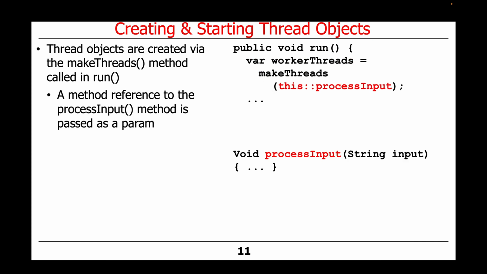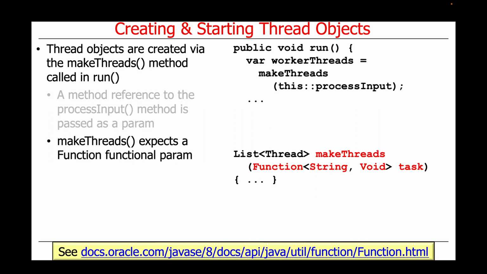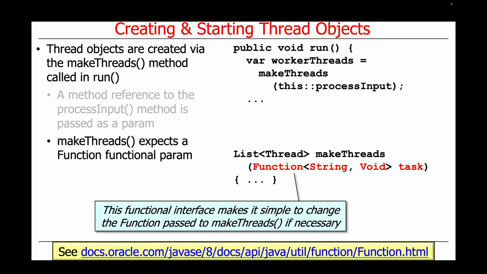A method reference to the process input method is passed as a parameter to makeThreads. This method searches for barred phrases in a single work of William Shakespeare. We'll examine the process input method implementation shortly. The makeThreads factory method expects a functional parameter. The use of this functional interface as a parameter makes it simple to change the function passed to the makeThreads factory method if the need arises.